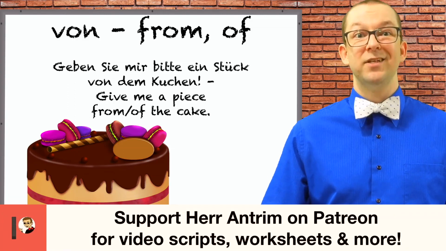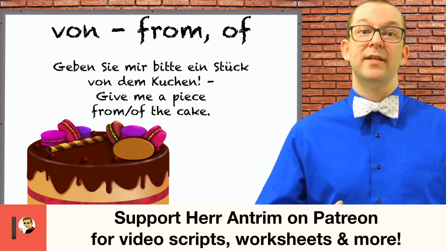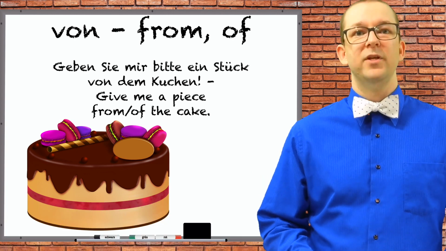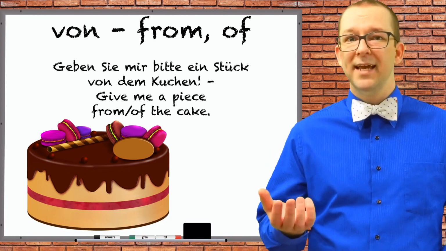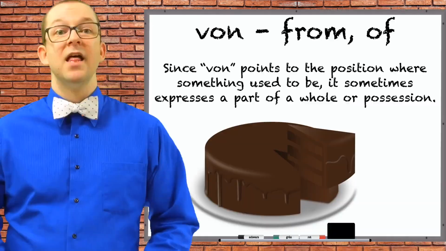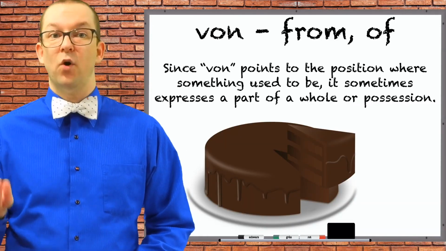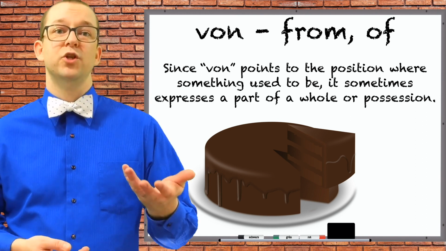This sentence is actually a good transition example from the translation from to the other translation of von, of. It could be translated as a piece from the cake or a piece of the cake. That's because the word von sometimes carries with it the idea of being part of a whole, and it can also be used to show possession.